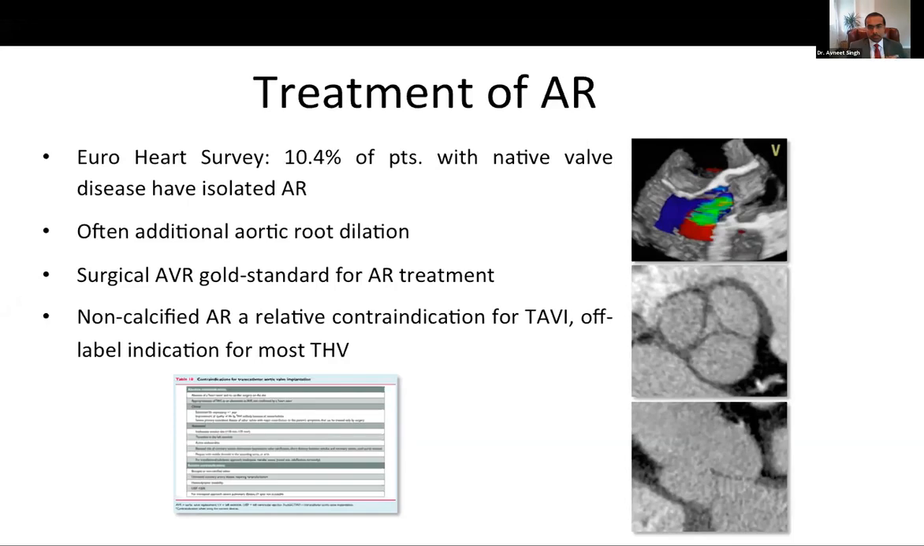But here, what we see as aortic regurgitation is mostly probably people with bicuspid aortic stenosis or who have associated aortic root dilatation. And obviously, surgical aortic valve replacement is the gold standard for aortic regurgitation. In people who have non-calcified aortic regurgitation, it by itself is a relative contraindication for TAVI, and it is an off-label indication for all the valves that are FDA approved or available for commercial use across the world right now.